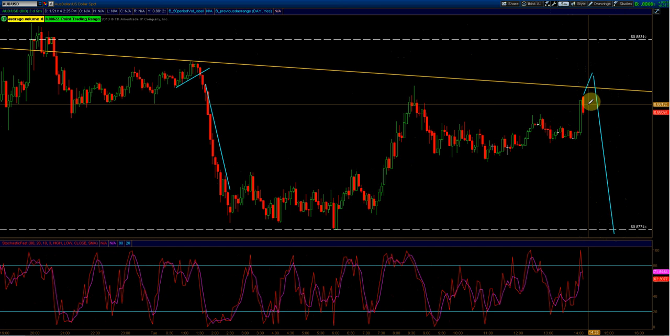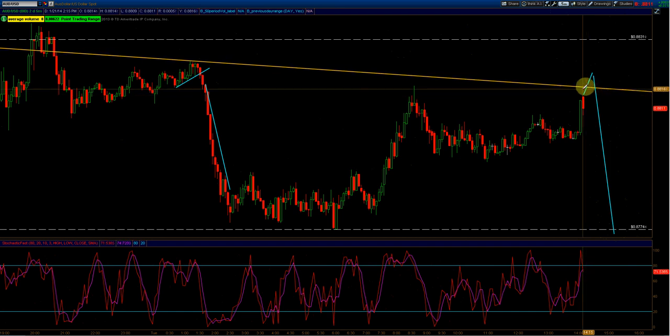So that's all I have. Right now I'm just about to close my long position. It looks like we've got a little bit of a rally. My target is just about to get hit right here.